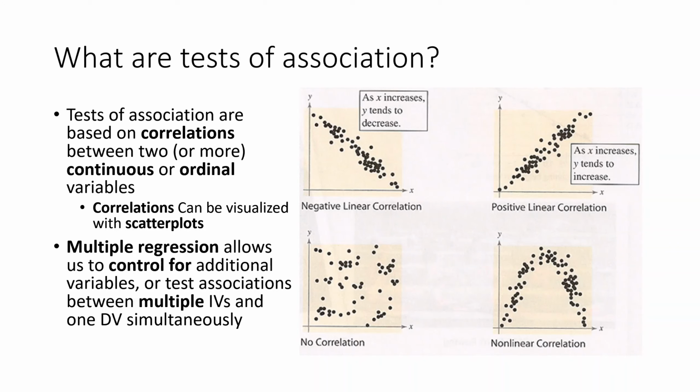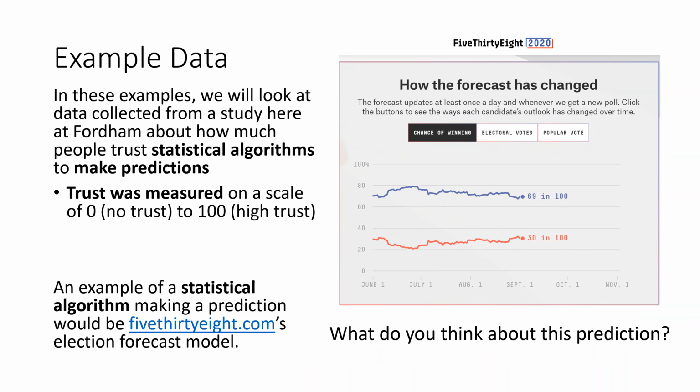Multiple regression is an extension of correlation, where we test for the correlation between multiple independent variables and one dependent variable simultaneously. And we'll talk a little bit more about what that means.